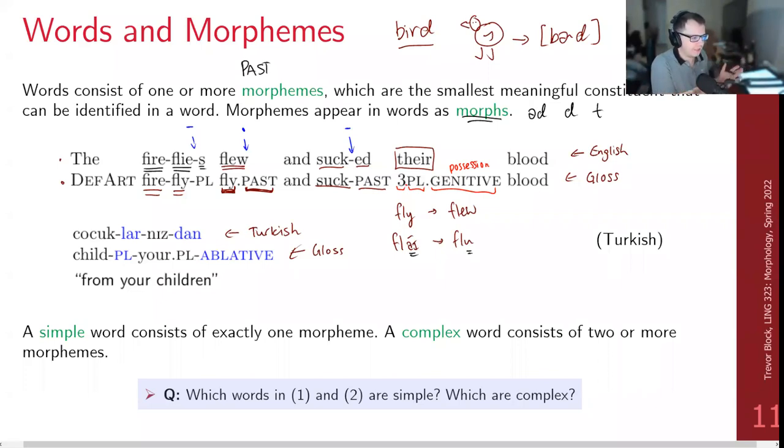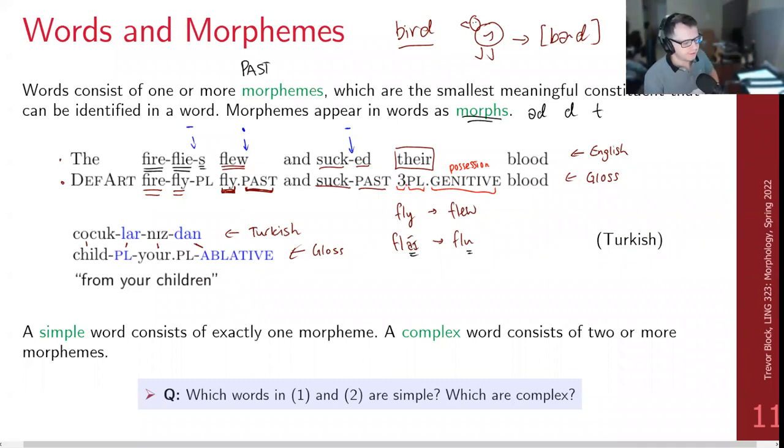And with, say, any other language like Turkish, it would behave the same way. So we have like a one-to-one correspondence of what these morphemes mean. So we can break this up into, say, four parts. So C-O-C-U-K, lar, niz, and dan. So this first bit means child. This lar is a plural marker. Niz is your, with, you know, being plural your rather than singular your. And then dan is something called the ablative.